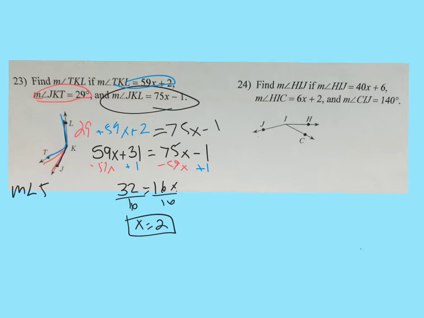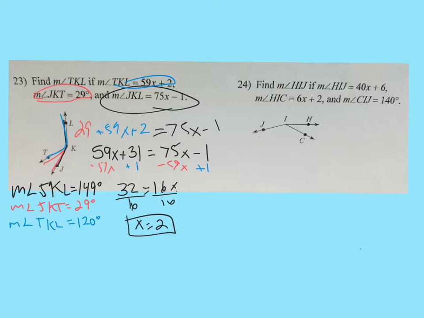So I'm going to say the measure of angle JKL equals 75 times 2 is 150. 150 minus 1 is 149 degrees. Don't forget the degree symbol. Now, I already know the measure of angle JKT. That's going to be equal to 29 degrees. I'm going to plug in 2 for x. So the measure of angle TKL is 59 times 2, which is 118. 118 plus 2 is 120 degrees. And that makes sense. So it's good.